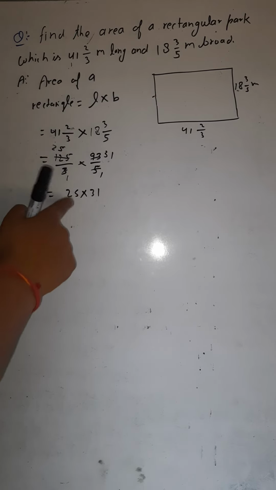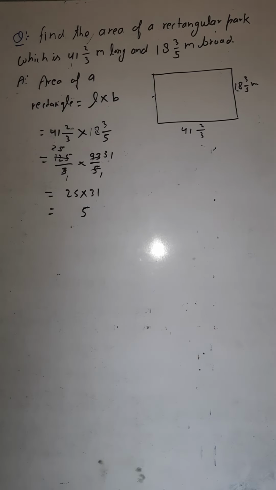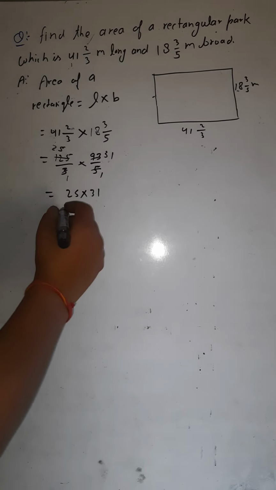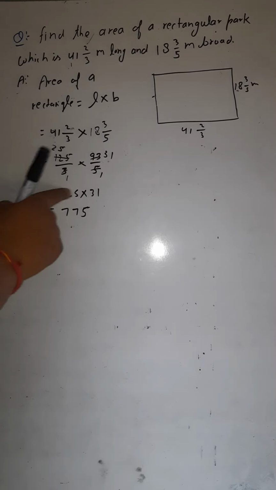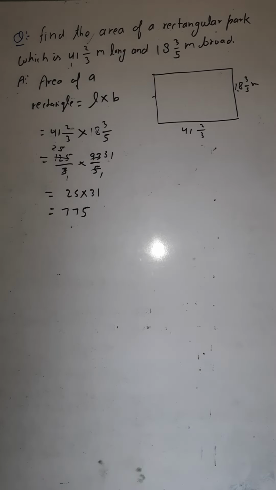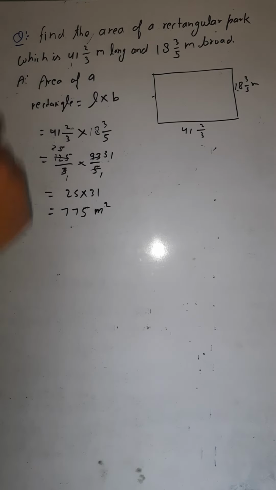If you are multiplying, you would be getting 25 ones are 25, write 5. Carry 2. 25 threes are 75. 75 plus 2 would be how much? 77. Are you getting this? Is this correct? 25 ones are 25, 5 carry 2. 25 threes are 75. 75 plus 2 would be how much? 77. So this much square meter would be the area of the rectangular park here. Okay then. Note it down.